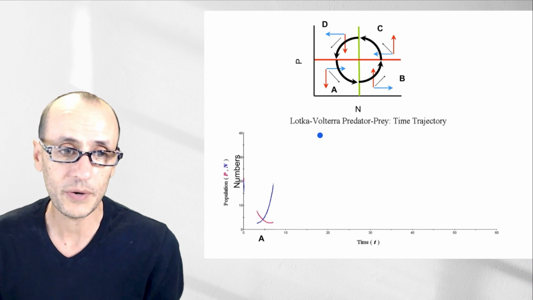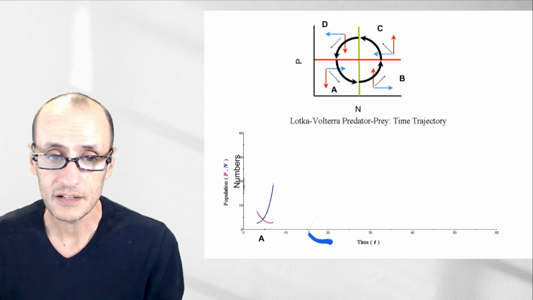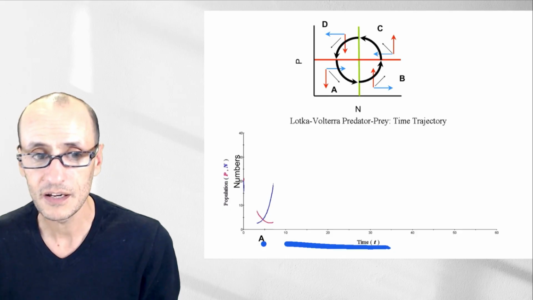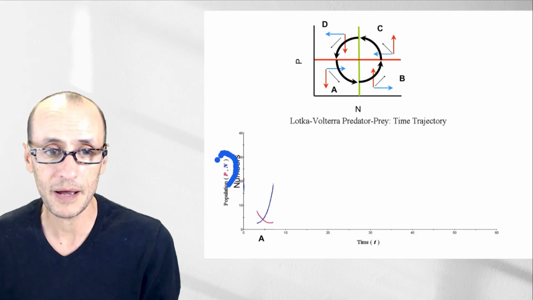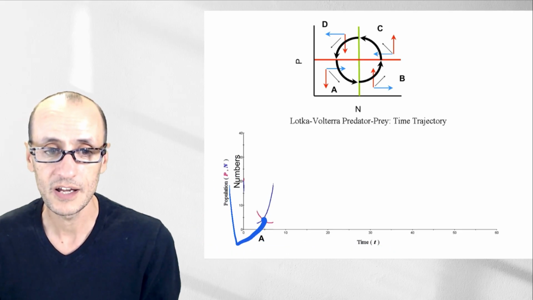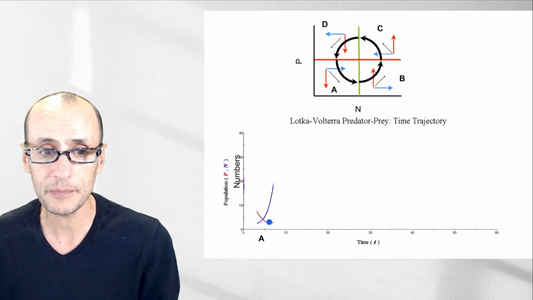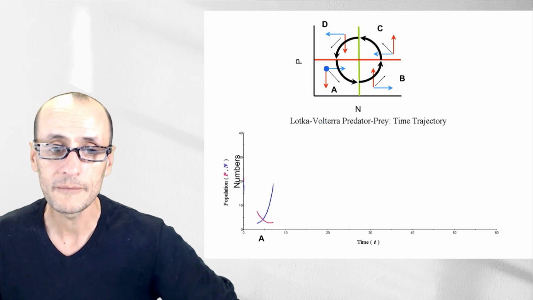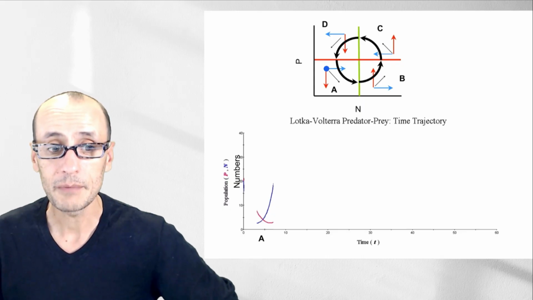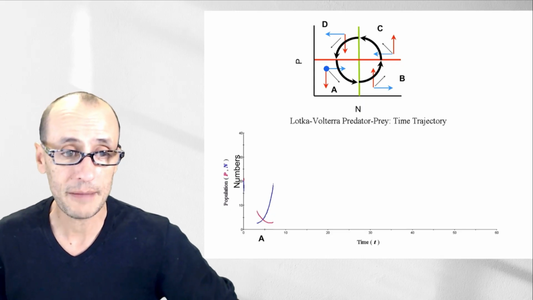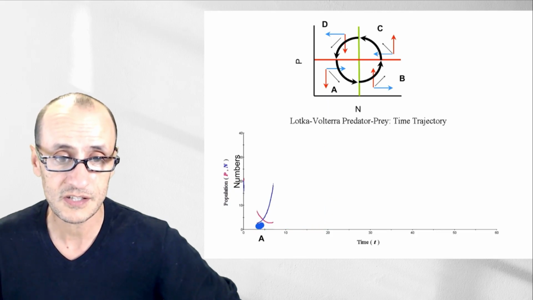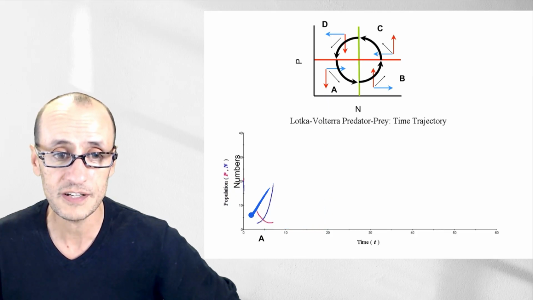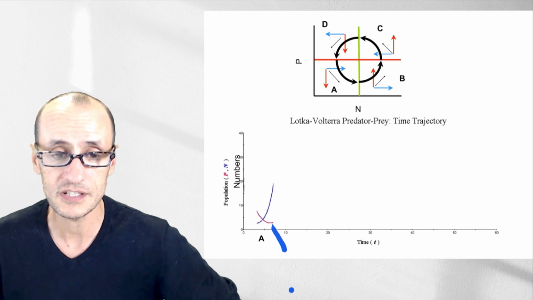So let's take a look at what happens over time. Now look, this is different. This says time versus the prey and the predator populations right here. And in red are the predator populations, and in blue are the prey populations. So when we're in quadrant A, right here, prey populations are too low, predators are decreasing, but because there aren't that many predators, the prey population is going to be increasing. So the prey population is increasing, and the predator population is decreasing.